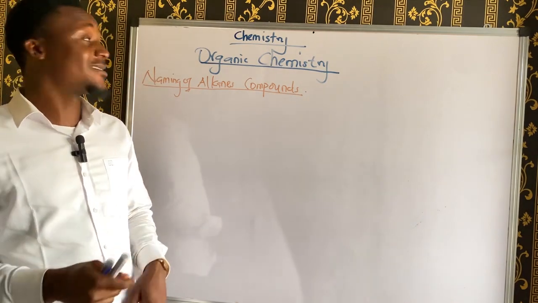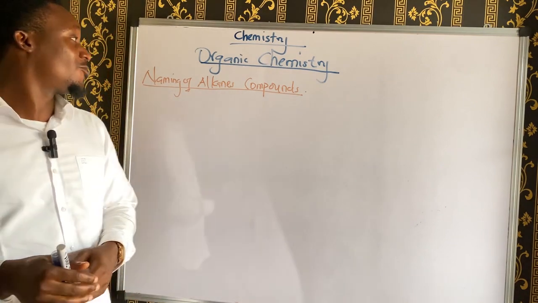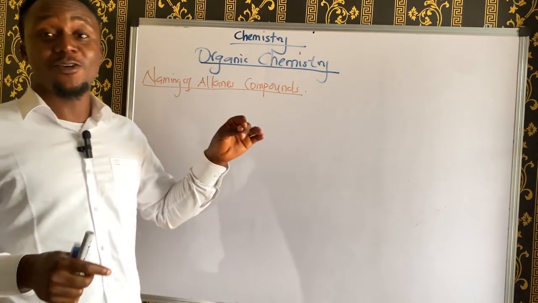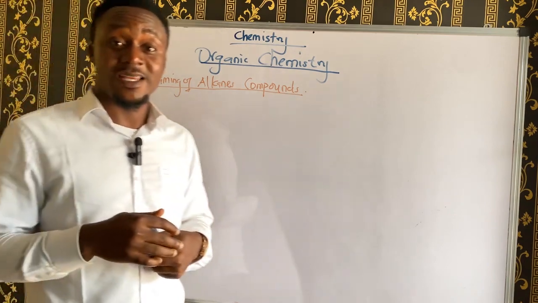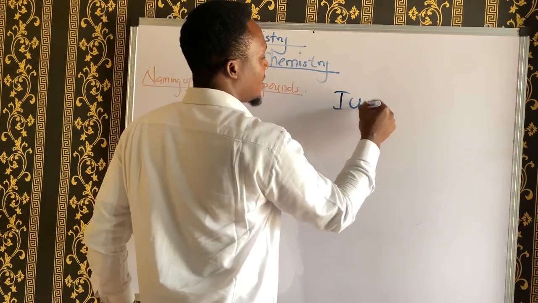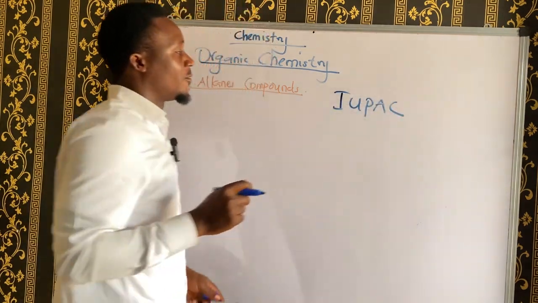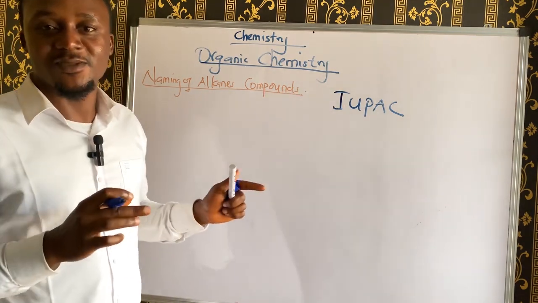In today's class, we are going to be looking at organic chemistry. Under organic chemistry, we'll be looking at the naming of alkane compounds, how to name alkane compounds. Now, we have rules, the IUPAC rules. Do you all know what IUPAC is? They have rules for naming these compounds. So we are going to follow their rules to name some compounds in today's class.